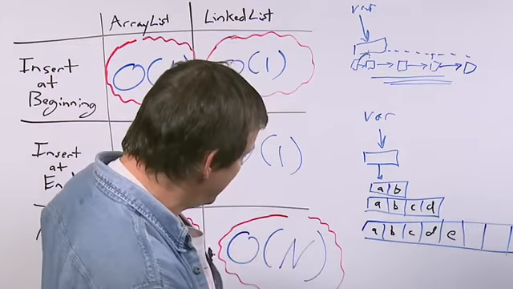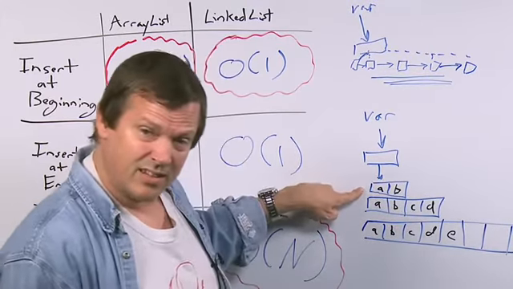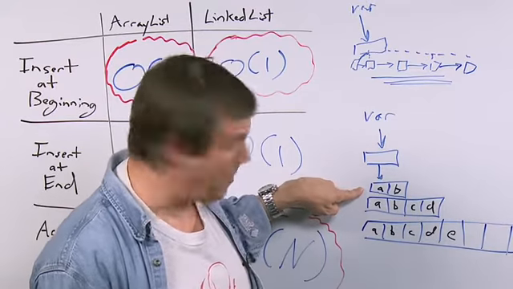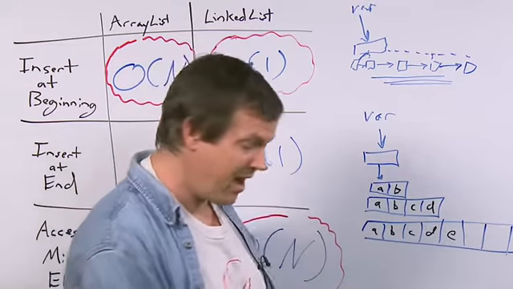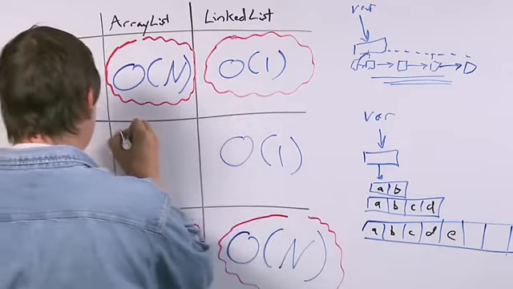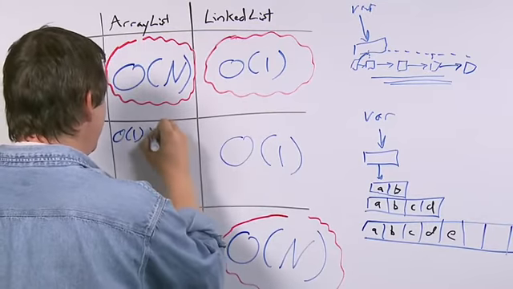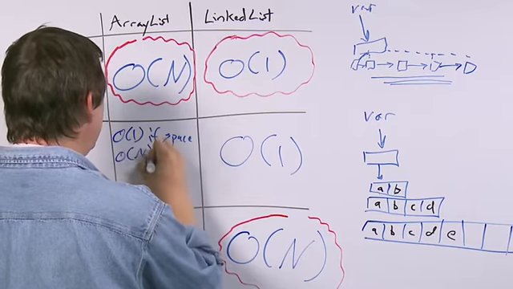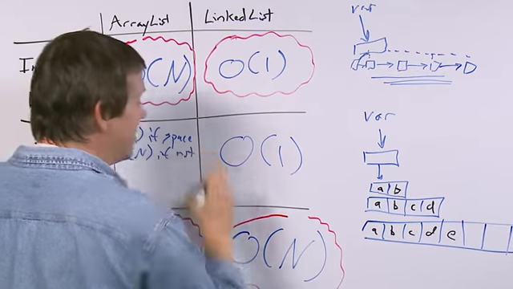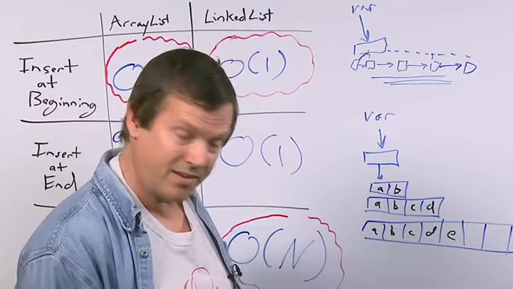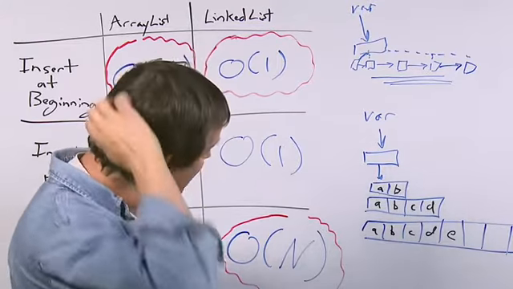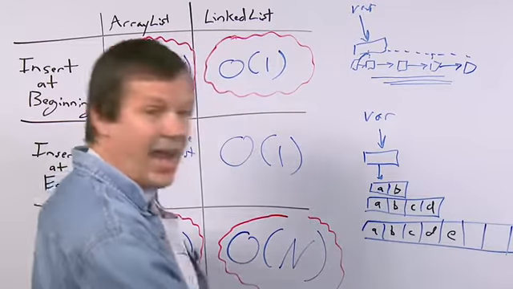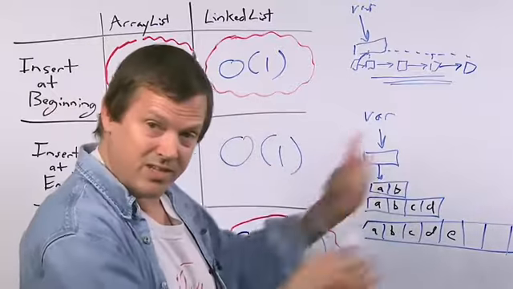But with an array list, sometimes it's fast and sometimes it's slow, depending on whether there's space in the little internal array. So it takes constant time if there's space. It takes linear time if not. Because if there's no space, you have to copy everything down. That's confusing. So how much does it take on average after you do a whole bunch of inserts?